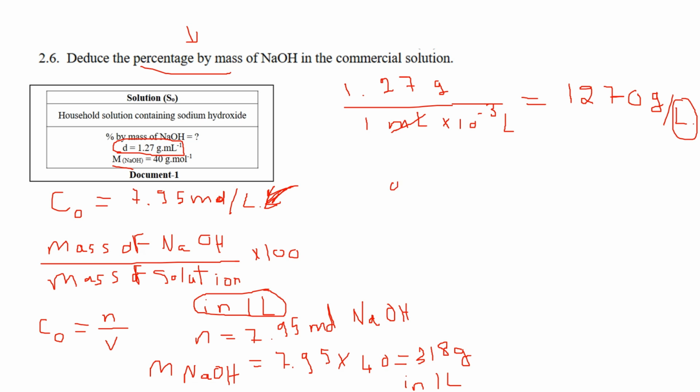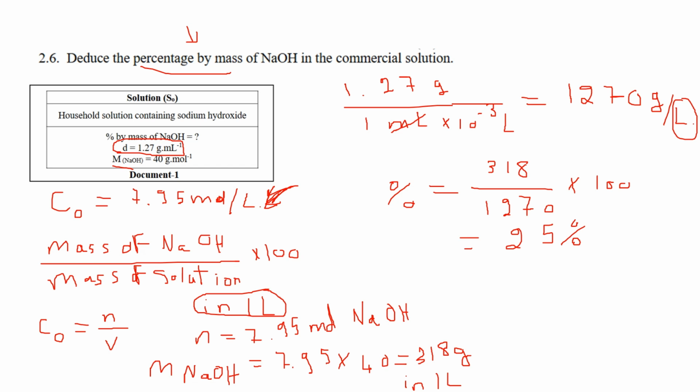Now, to calculate the percentage by mass, as I already said, we need to divide the mass of NaOH, which is 318, divided by 1270 and multiply it by 100, which is basically equal to 25%. This is the percentage by mass of NaOH in 1 liter of solution. So this is the first method.